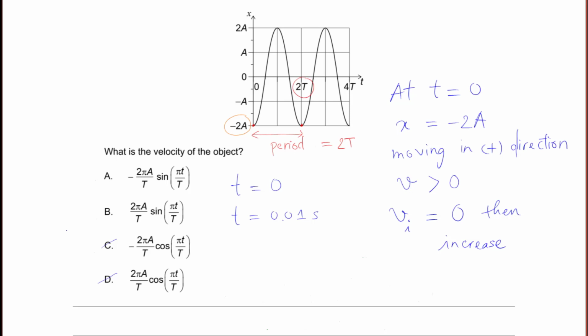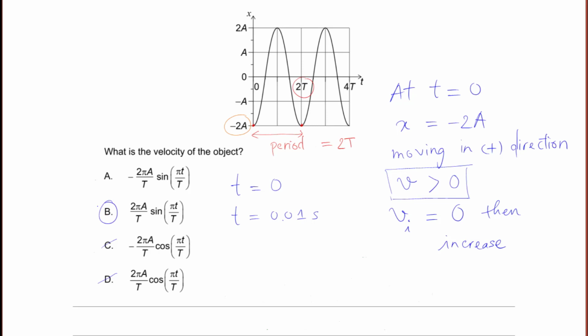And the velocity here must be positive a very tiny time interval after 0, after we start the clock. So in order that the velocity is positive right after moving away from the greatest negative displacement toward the equilibrium in the positive direction, the answer must be B. That is how we answer this question quickly.